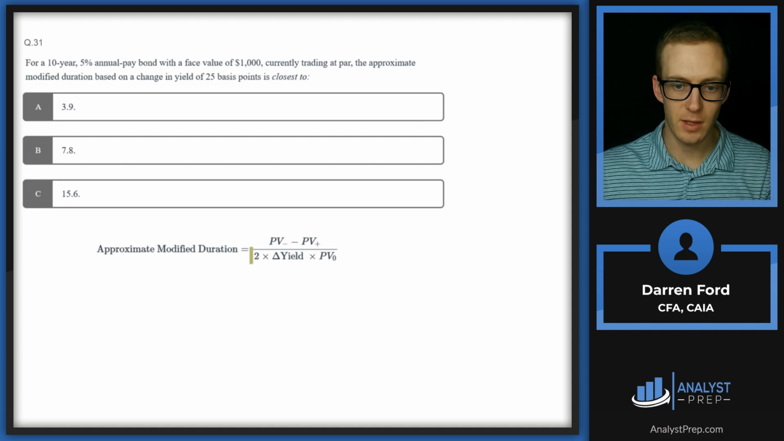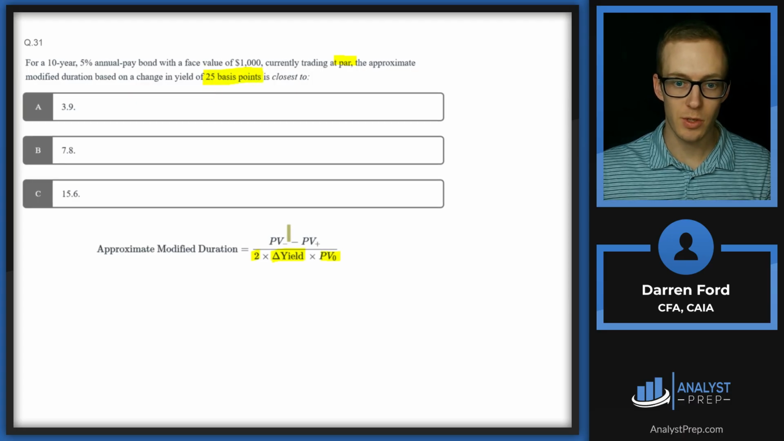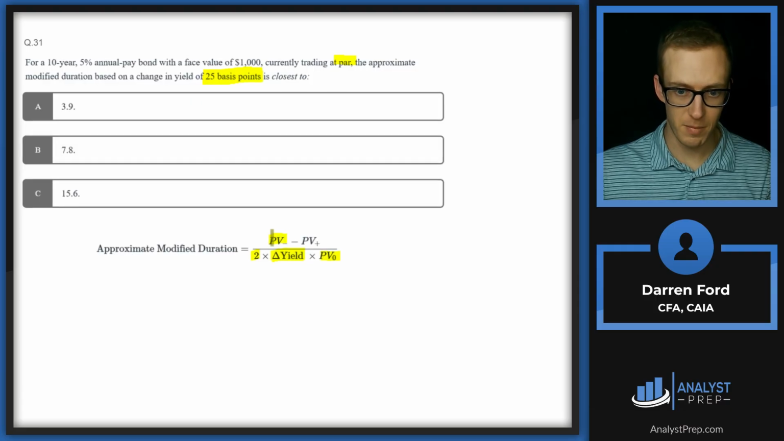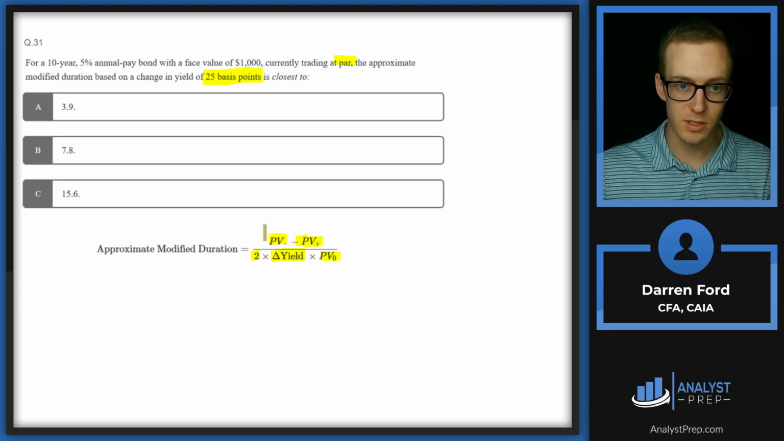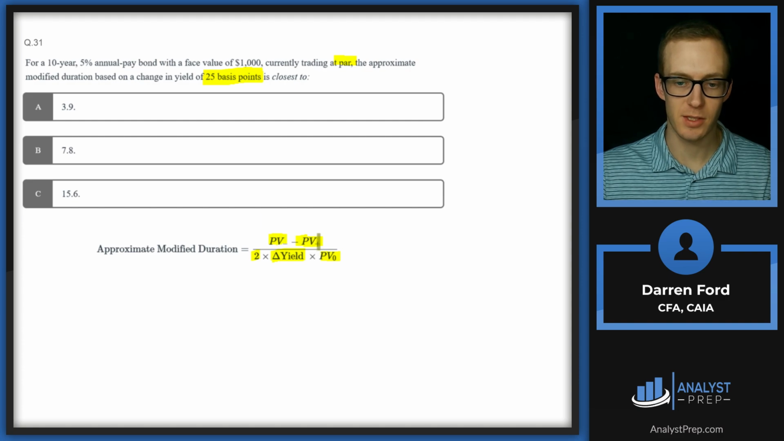So off the bat, we're given the change in yield and the current present value. We're currently trading at par, so this value would be 1,000, and our change in yield is going to be this 25 basis points. The two unknowns here are PV minus and PV plus. PV minus is the price of this bond if we subtract 25 basis points from the yield, and PV plus is the price if we increase the yield by 25 basis points.